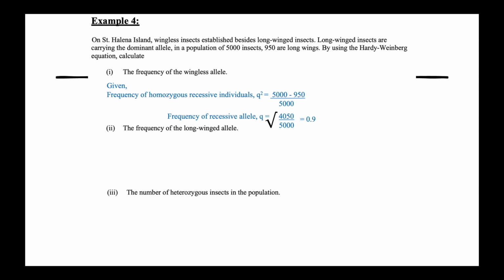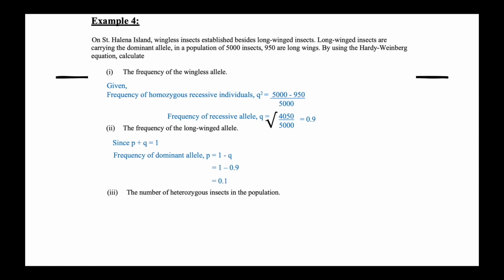Since we have found q, or the frequency of the recessive allele, we can find p, which is the frequency of the dominant allele, in this case the long-winged allele. Since p plus q is equal to 1, p, or the frequency of the dominant allele, is equal to 1 minus q, 1 minus 0.9, giving you the value of 0.1.